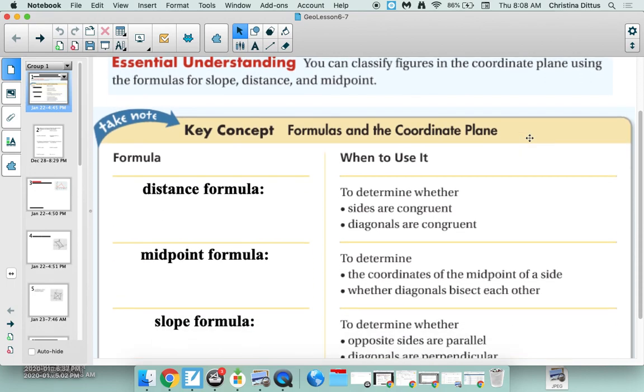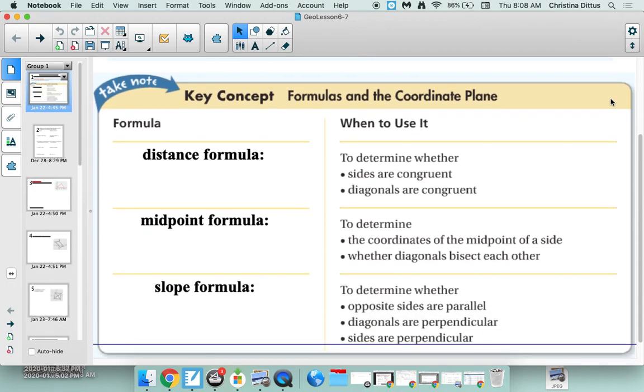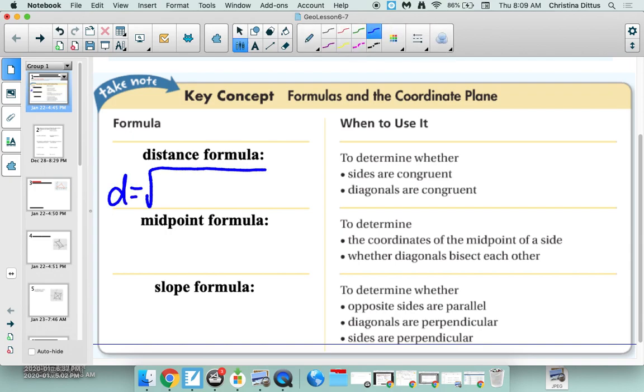We have a pair of formulas, the distance formula. Distance equals the big square root of x2 minus x1 squared plus y2 minus y1 squared. This is when you use your distance formula. The distance formula tells you how long sides are.